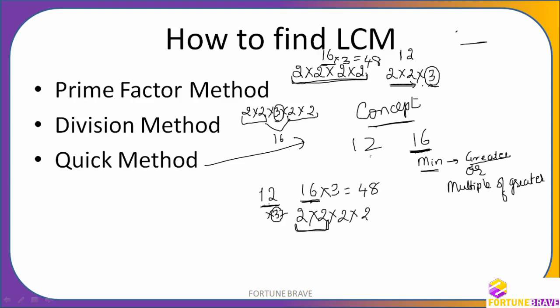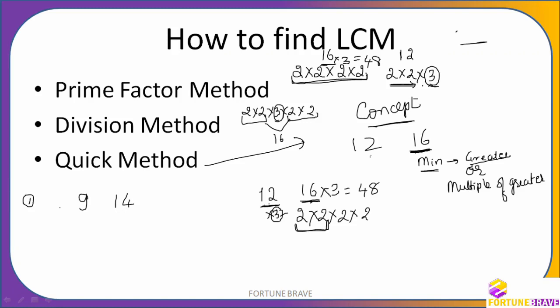If it is not clear, I am going to make it clear, because this is the only method we are going to use from now onwards. So I am going to take one more example. Let us take 9 and, say for example, 14. Okay, 14. So what is the first step?